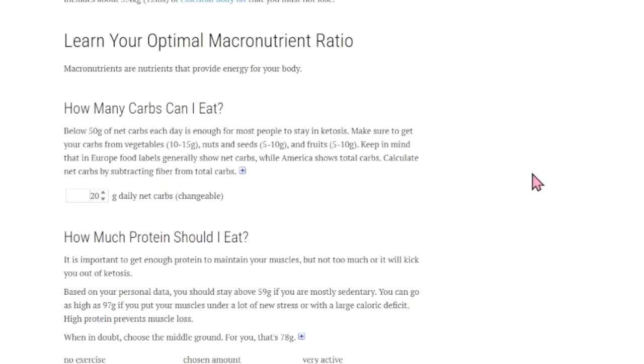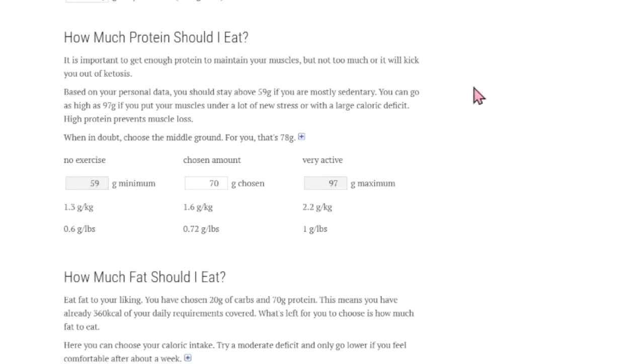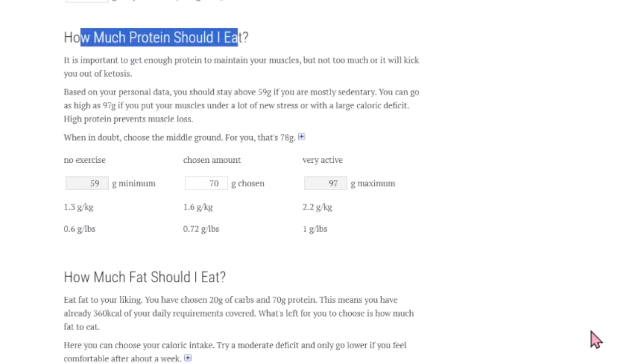So I have 20 grams in here because that is my goal. You can change that if you want to. And then you're going to figure out how much protein you should be eating per day.